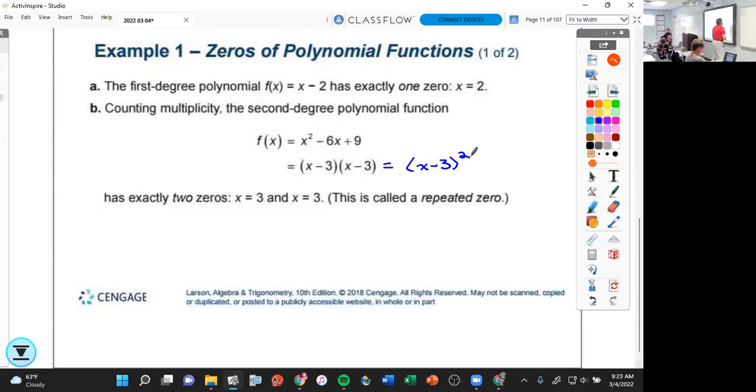Okay, that's a repeated 0. I think this text likes to call it repeated zeros. Every text I've used in the past has called it a multiplicity. Isn't repeated mean multiplicity? Multiplicity means it's happening over and over and over again. Okay.